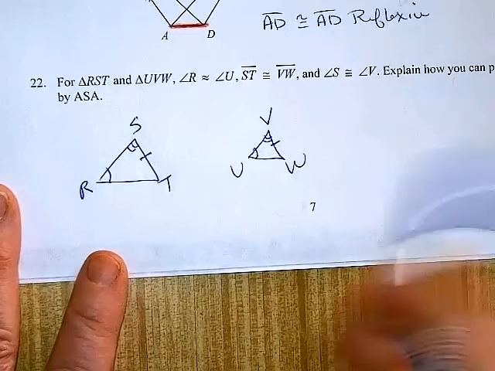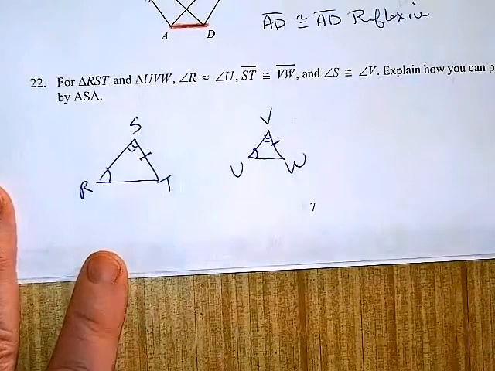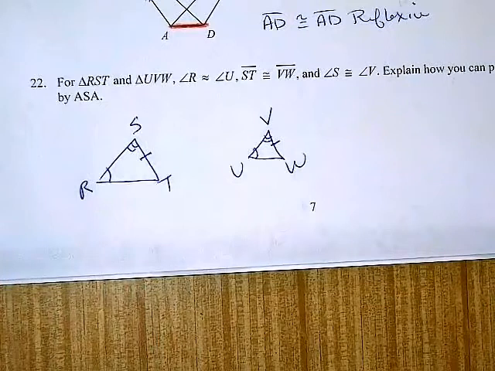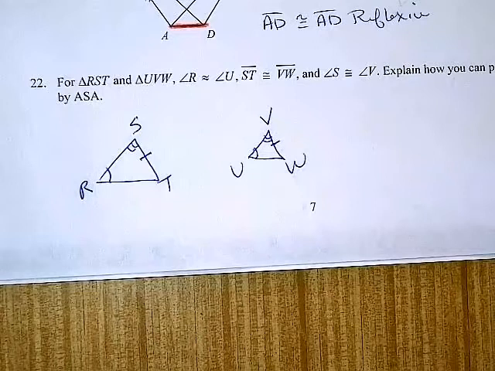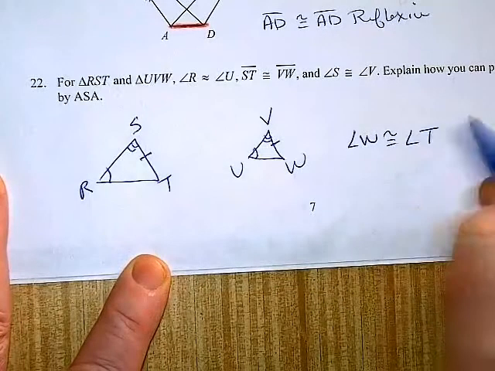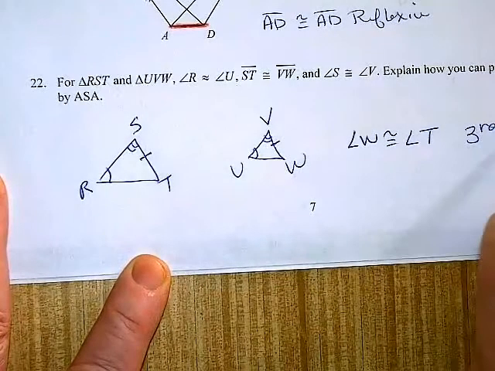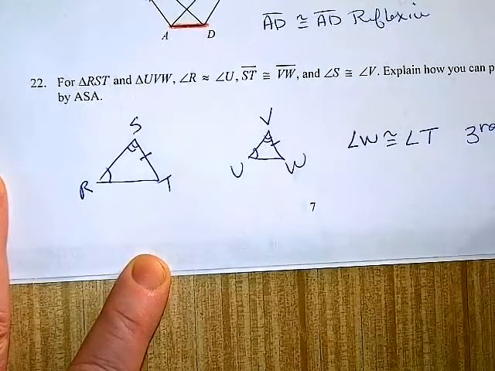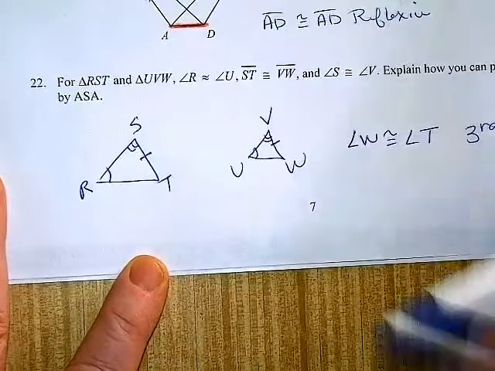Do I have them? They don't want you to use angle, angle, side. They want you to use angle, side, angle. So what are you going to have to do before you can say angle, side, angle? Angle W needs to be congruent to angle T by the third angles theorem. Then you can use that statement.